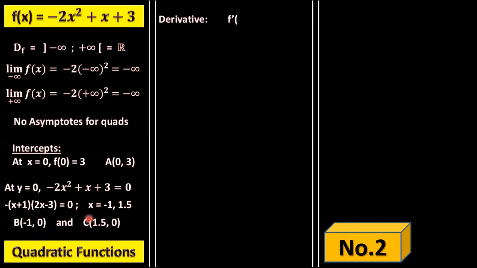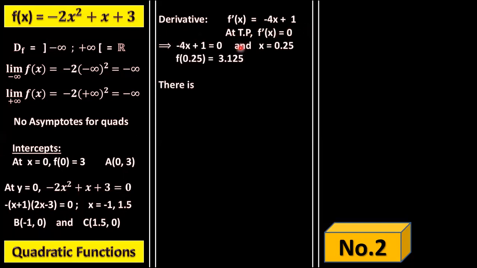We now move on to our gradient function. When you differentiate this function, you bring down the power, that is 2, multiplied by minus 2, that's going to give us minus 4x plus 1. Differentiate 3, you have 0. So this is the derivative that is here. To get the value of x at the turning point, we solve this equation, minus 4x plus 1 equals 0. And that gives us the value of x to be equal to 0.25. We have to look for the corresponding value of y when x equals 0.25. That will give us 3.125, right? So there is a turning point at 0.25 and 3.125.